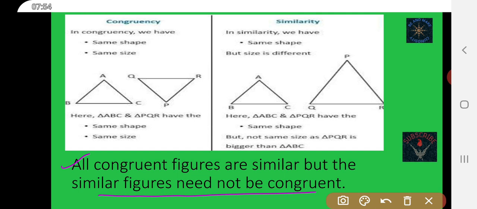So two congruent figures are similar, but two similar figures may or may not be congruent. Two similar figures may be congruent, may not be congruent, but all congruent figures are similar. Understood?